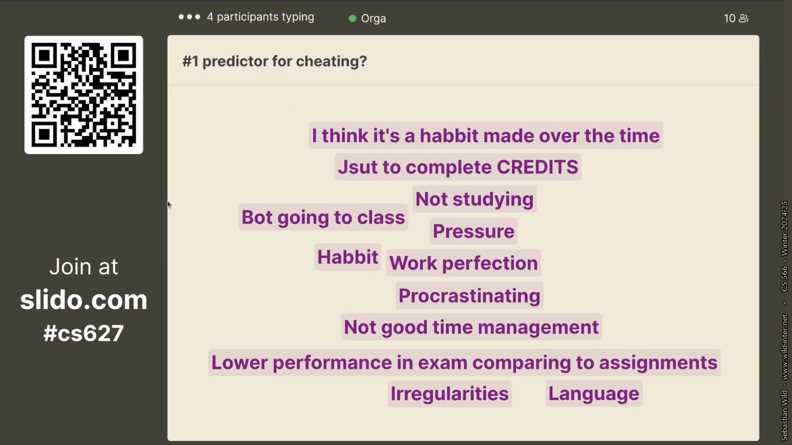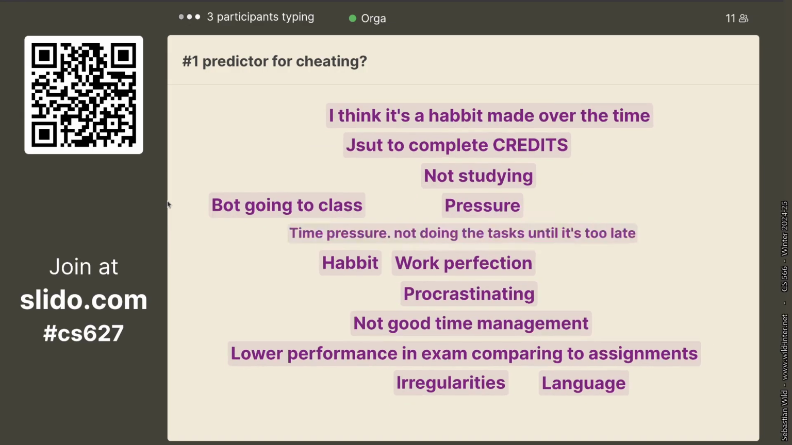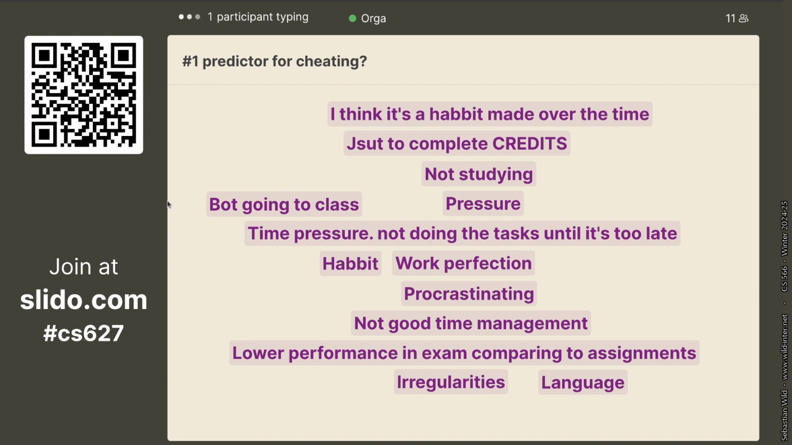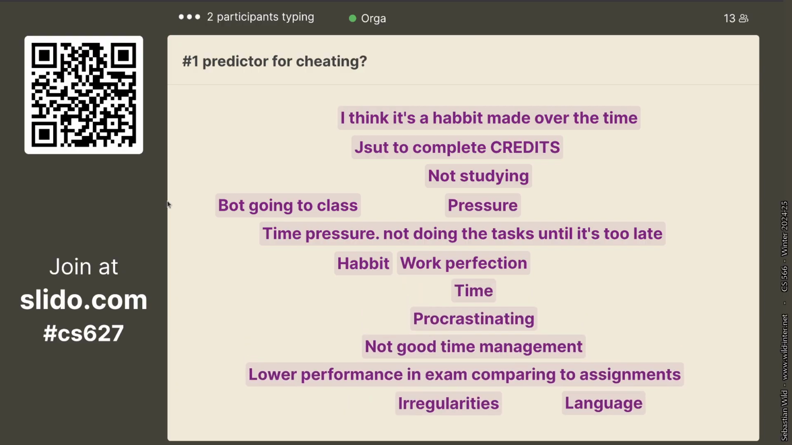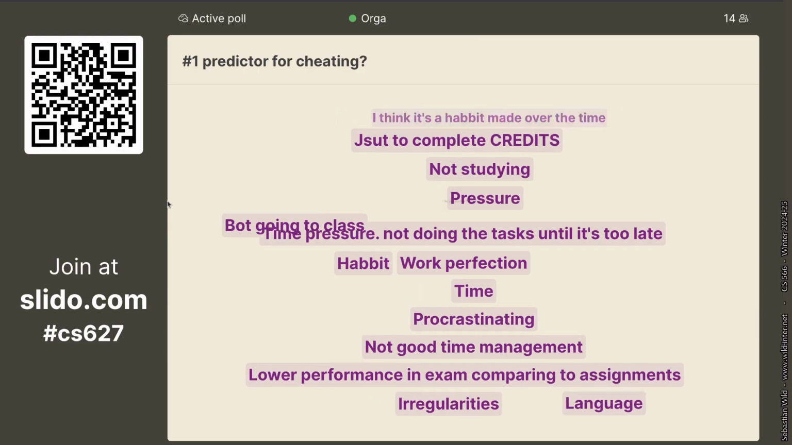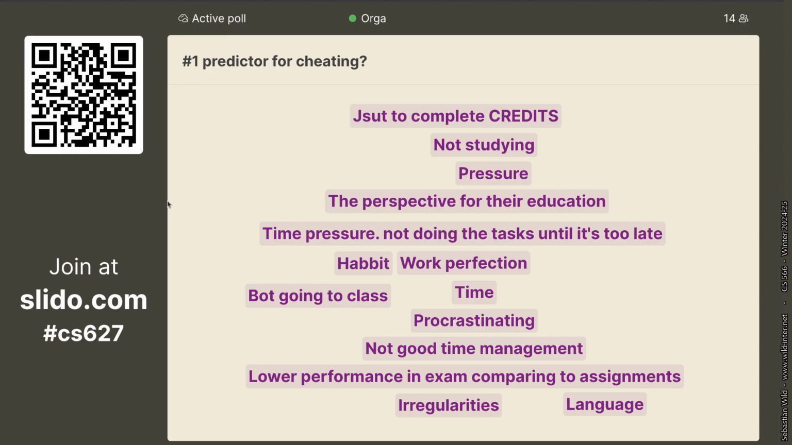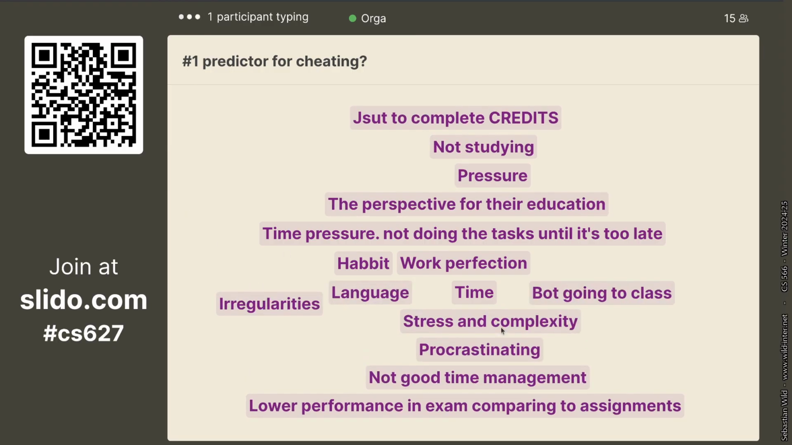I'm reusing the poll from different lectures, so maybe someone remembers. The right answer is among the options. Pressure in general is also an interesting one. That would have been my guess. The more desperate you are, the more you're going to cheat. But that wasn't quite true. Yeah, so the answer is among there, and it's procrastination.